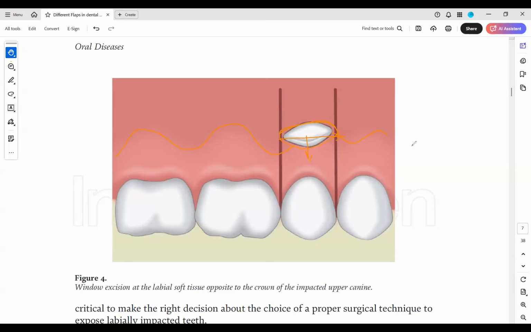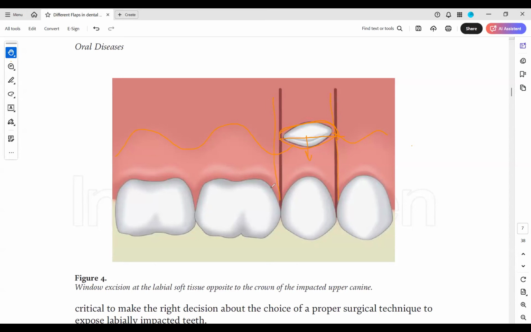Now for the open procedure, what you have to do is first raise the flap. And for that flap, you are raising it with vertical incisions. Can you see these vertical releasing incisions? After you raise this flap, it would be a full thickness flap. You will be exposing the underlying bone because without exposing the bone, you cannot remove that bone and expose the canine. Is that also correct?